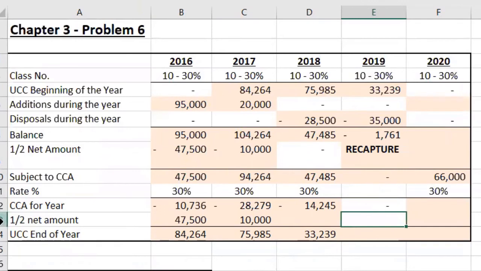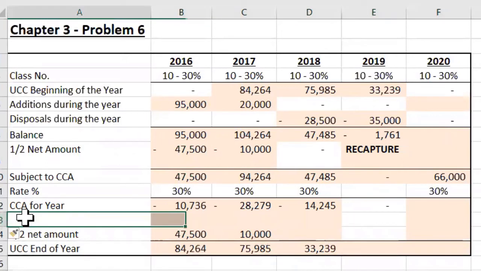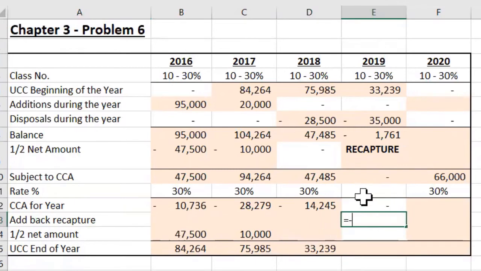But what I do have to chuck in here, and I didn't really include before, but I'm going to do it right now, is we're going to do an add back of recapture. Add back recapture. We don't see that on every single one of these problems, and we certainly don't need to address it in years 1, 2, and 3, but we do need to do it here, and we will have an add back.